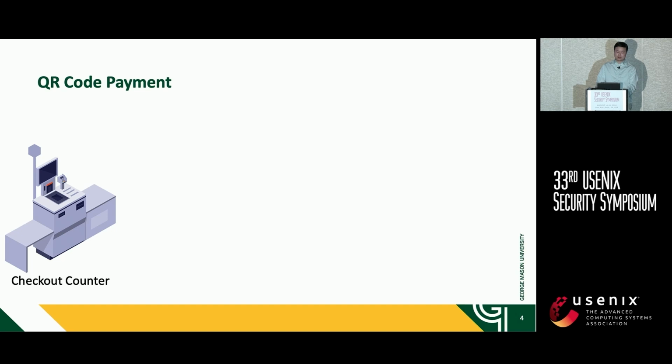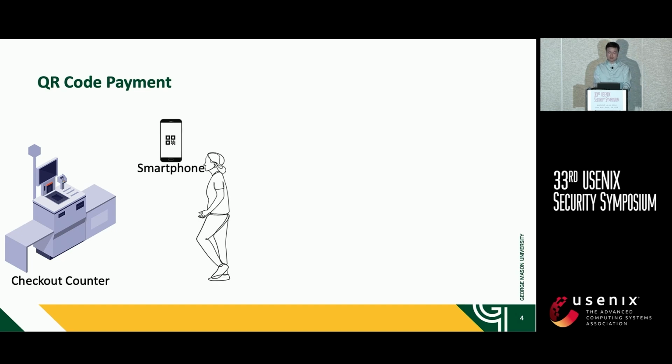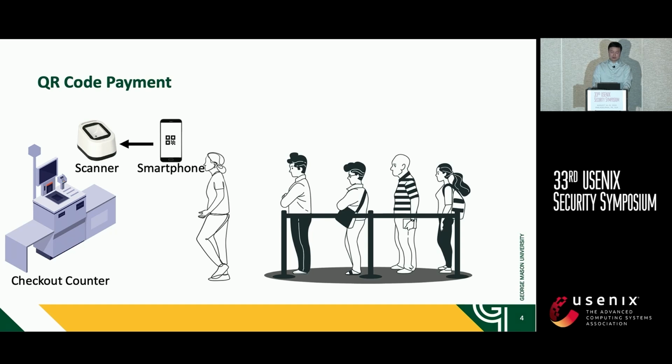Let's envision a typical QR code payment procedure. A customer arrives at the checkout counter, displays a payment code on her smartphone, and has the code scanned by the scanner to complete a transaction. There can be multiple customers waiting in line, and some of them may prepare their payment code in advance. This payment code can be captured by attackers. For example, an attacker can use her smartphone to take a picture of the QR code, or they can pre-deploy some hidden cameras to capture the QR code.